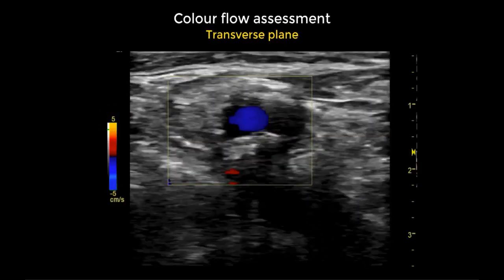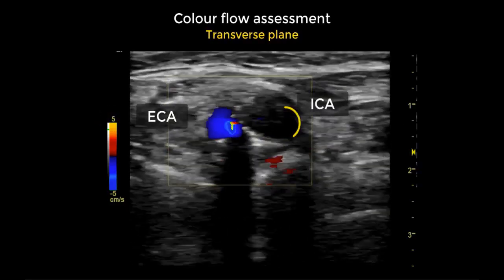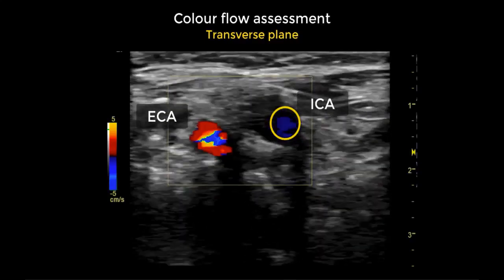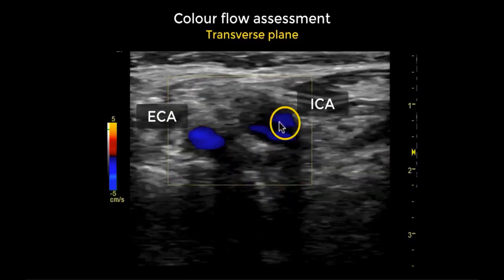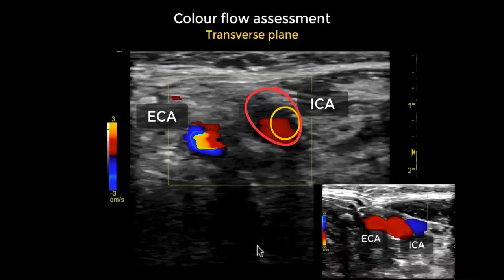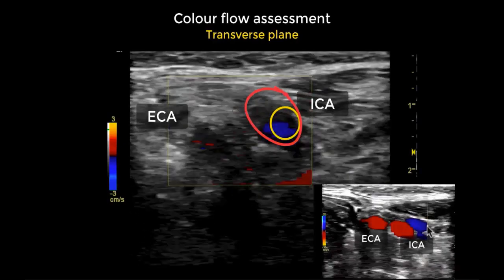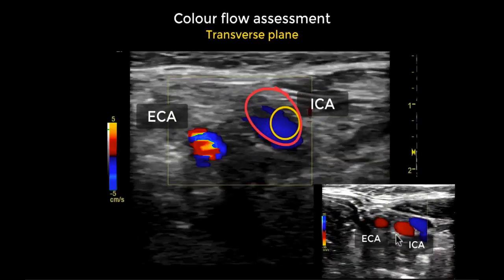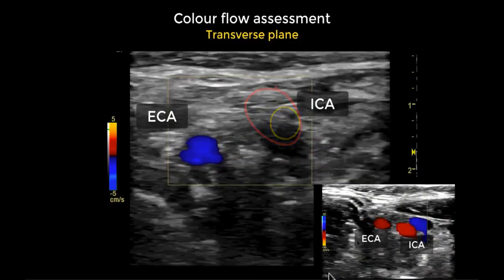However, we can see that there is still some filling defect within the internal carotid artery. Only part of the lumen is filled with color flow, whereas the remaining part of the artery is not filled with color flow. At the bottom right corner, you can see what a normal internal carotid artery should look like.